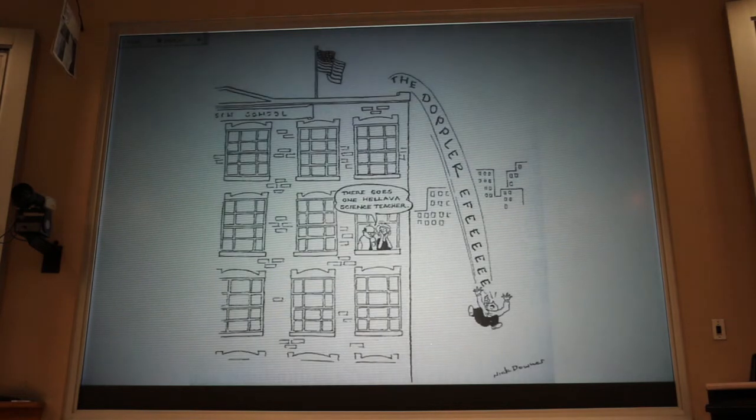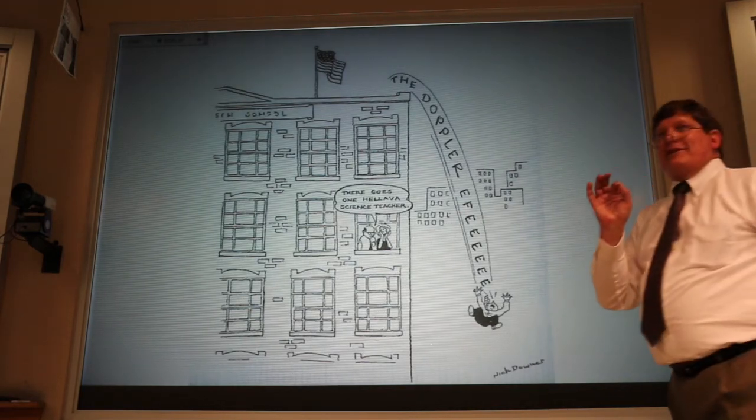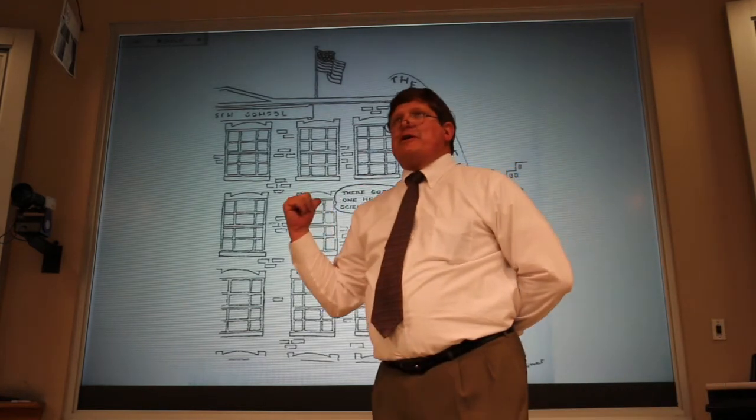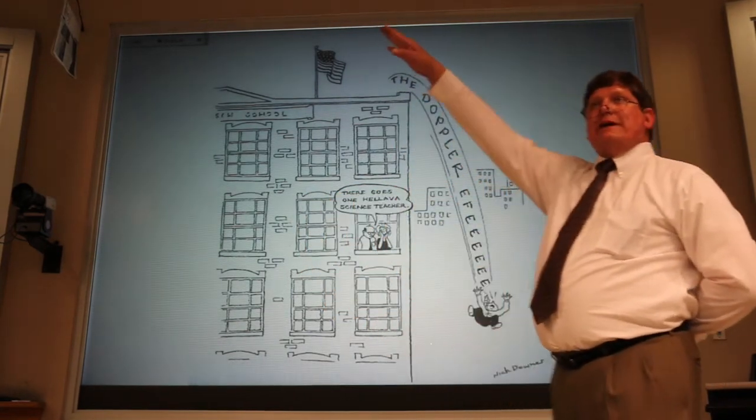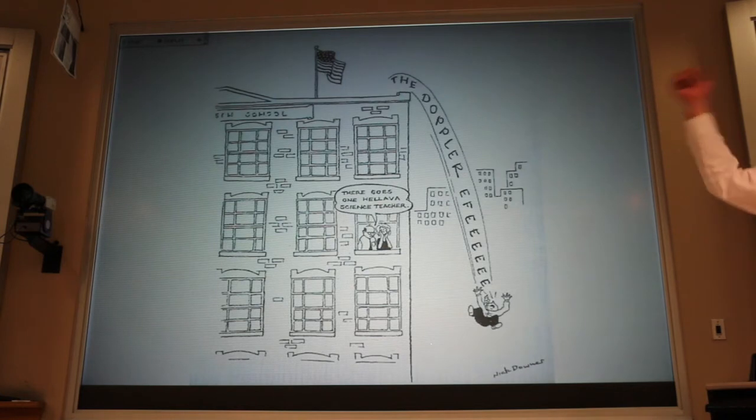I like this cartoon. There goes one heck of a science teacher. The Doppler Effect. That's how you could get me to demonstrate the Doppler Effect. That's the only way you could get me going fast enough. And it wouldn't be enough to throw me off this building. You'd have to use Leon Johnson to get me going fast enough. Not that some of you wouldn't like to try. In the name of science, of course.